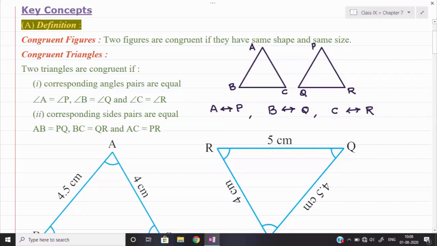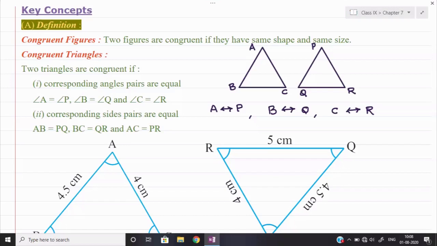Okay. So here we shall say A and P are corresponding, B and Q are corresponding, and similarly C and R are also corresponding to each other. Okay. So here we can discuss the vertices which are corresponding. In the same way we can talk about the angles which are corresponding. Similarly, angle A and angle P are corresponding, angle B and angle Q are corresponding, angle C and angle R are also corresponding.